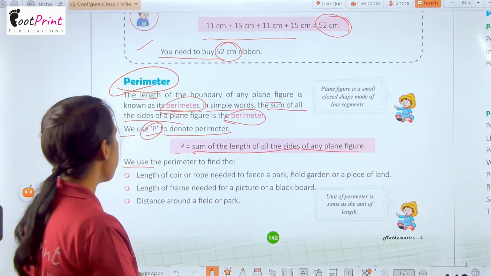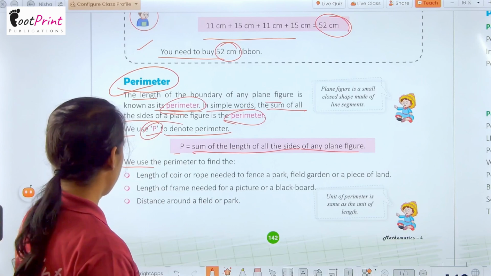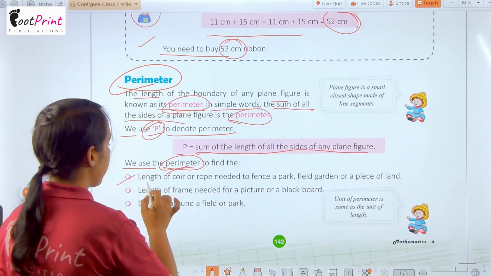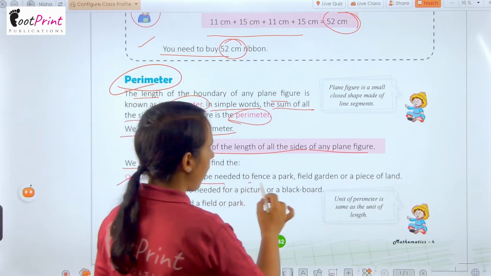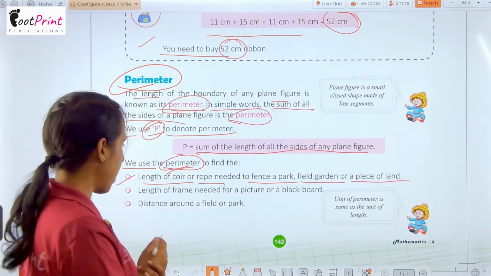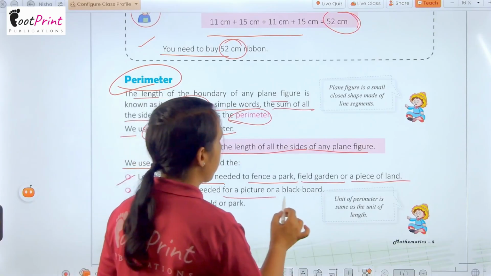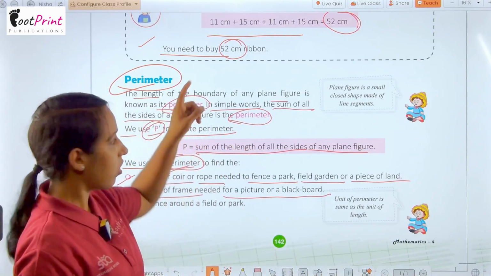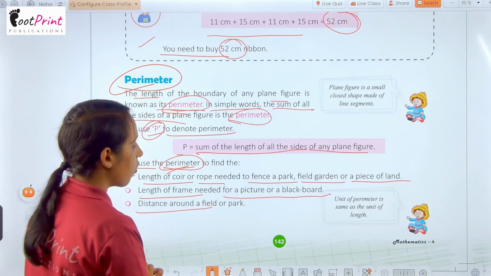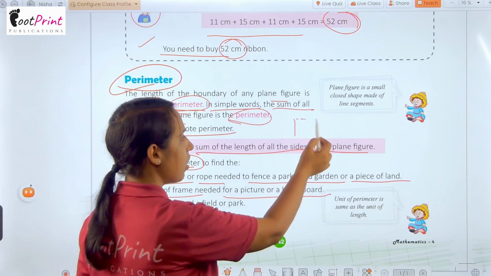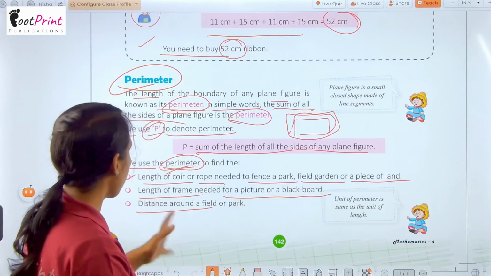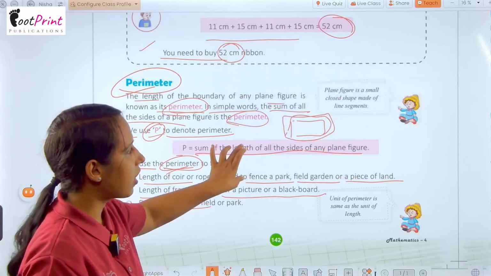First, we use the perimeter to find out the length of cord or rope needed to fence a park, field, garden or a piece of land. Length of frame needed for a picture or a blackboard: if we have to put a frame all around a blackboard or picture, then we find the perimeter. Distance around a field or park: to find out the distance all around a park, we also find the perimeter.